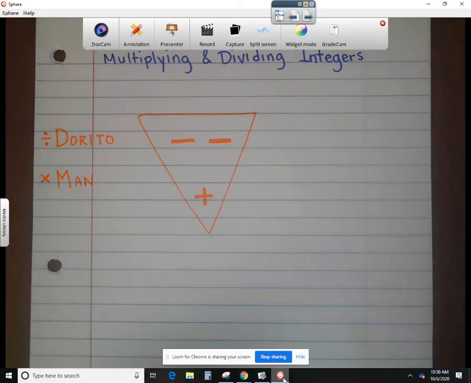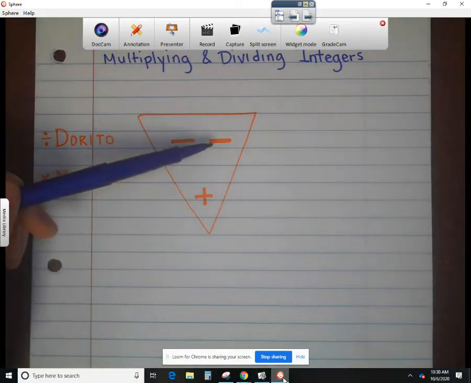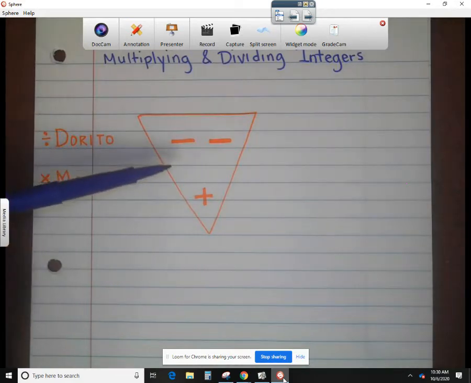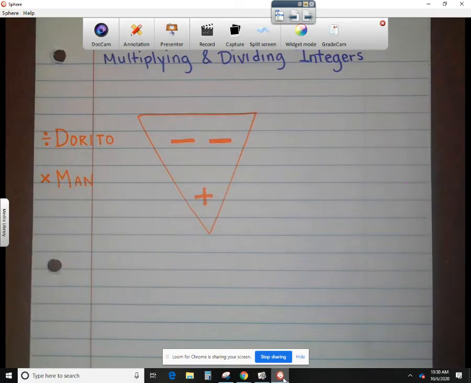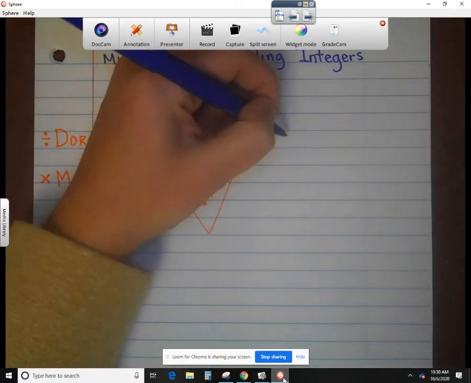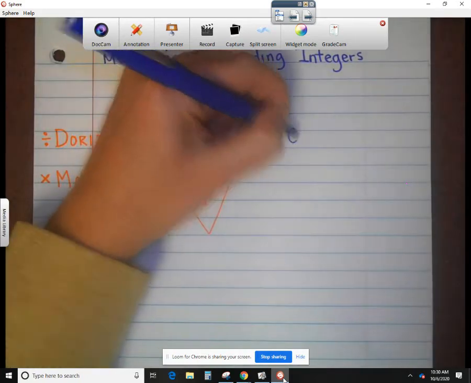For Dorito Man, his eyes are negatives, so you've got two negatives. His mouth is a positive. In your problem, you will have two numbers. And so you're going to cross out the symbols or the signs from the problem. That's step one.